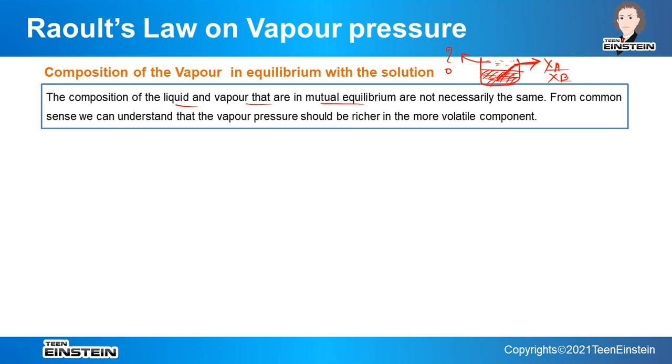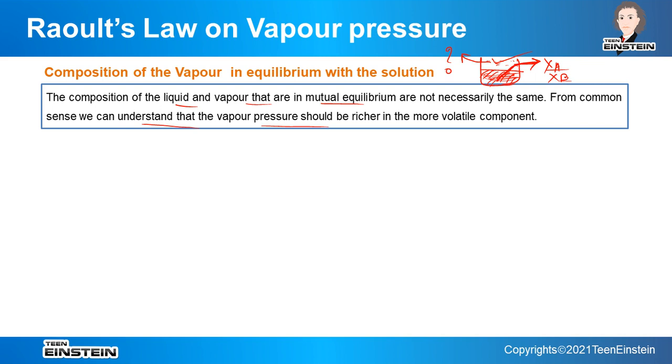Now it has to be different. Why? Because in the previous slide we have seen that B is more volatile. If B is more volatile, obviously in the vapor phase its mole fraction will be high, because it will prefer to remain in the vapor phase as it is more volatile, that is, low boiling point. That is why the mole fraction of B in the vapor will be high. From common sense we can understand that the vapor should be richer in the more volatile component, which in this case we have arbitrarily chosen as B, but not necessarily it has to be B, it may be A also.